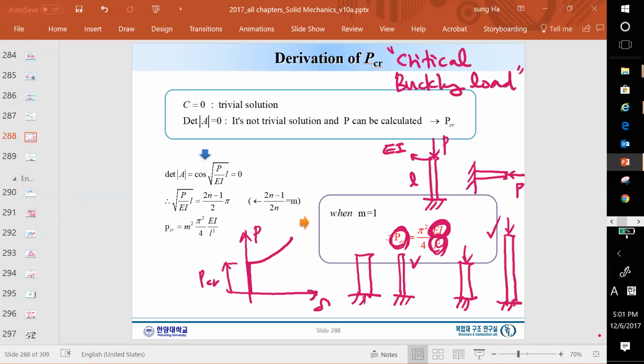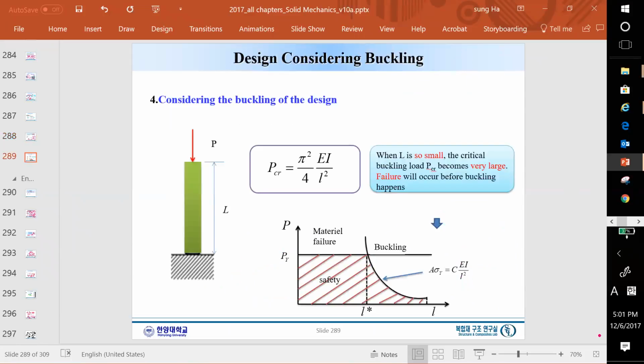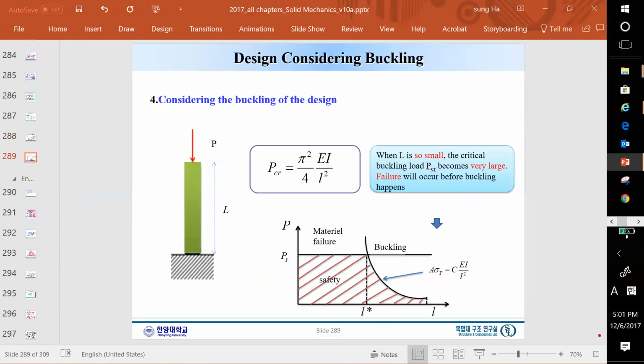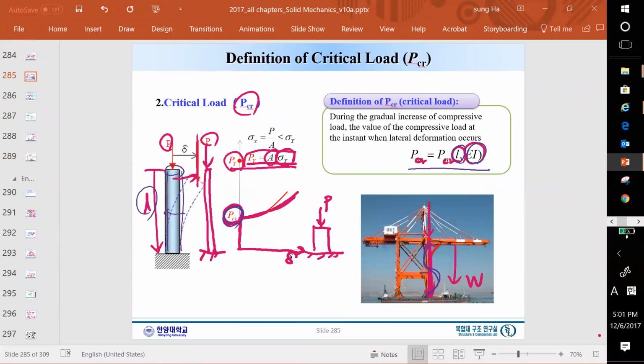So as you can see, when you design structures, you consider what? Well, there is a load P and cross section A, so stress will be P over A. This has to be less than the yield strength, the material strength. Well, this is a certainty case. But as I mentioned, this buckling load will be a very high value, so buckling will happen at a much lower load than that.